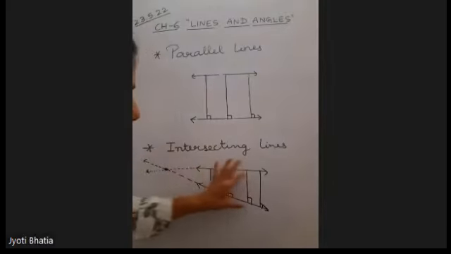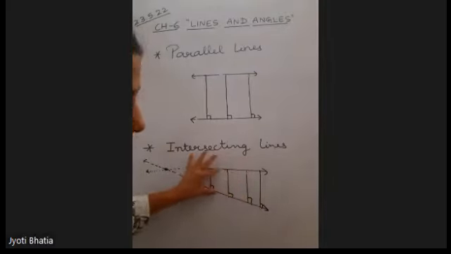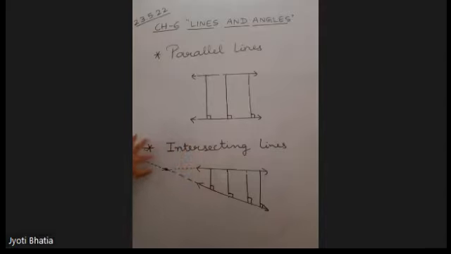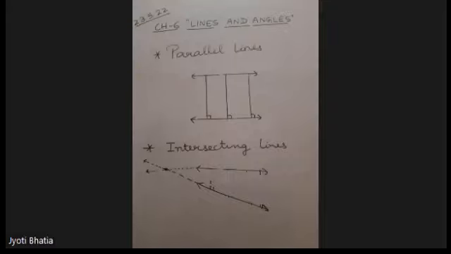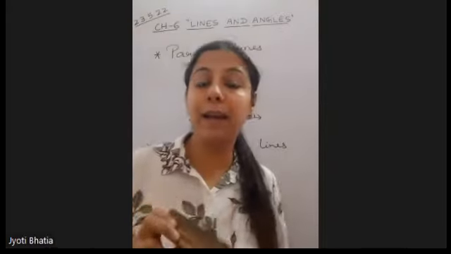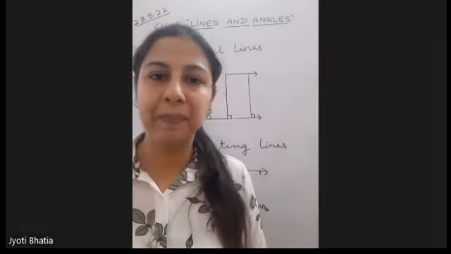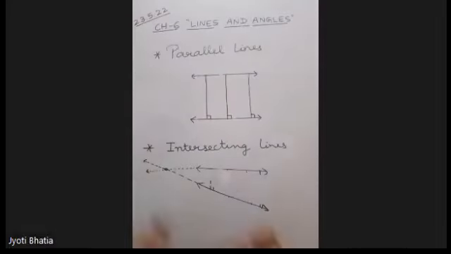But here in this case, we can see the perpendicular distances decreasing, right? So the two lines are meeting like this. Are you with me, bete? Yes, ma'am. So are you clear with the concept of parallel lines and intersecting lines? Yes, ma'am.